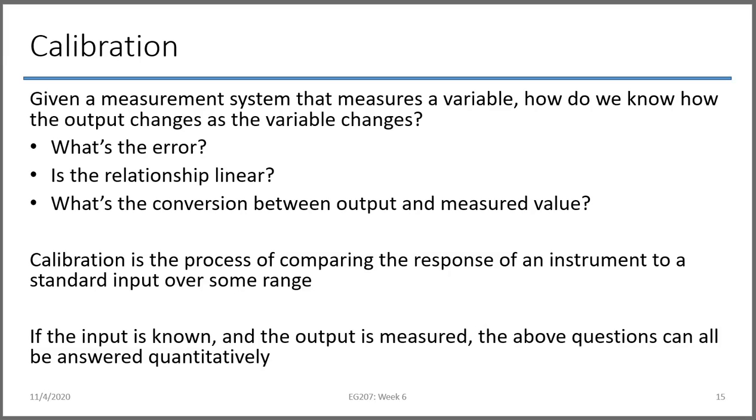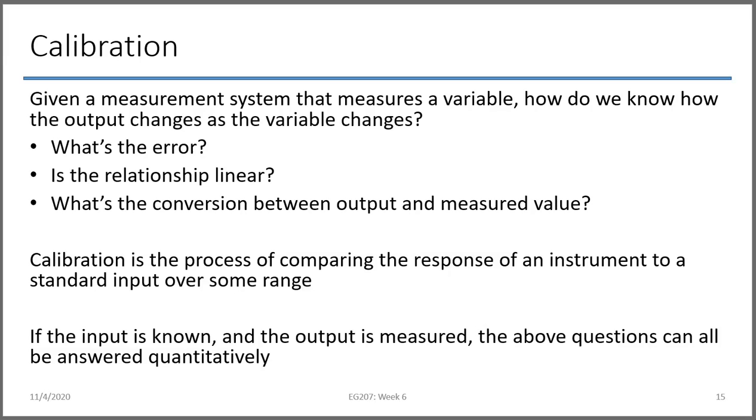So what is calibration? If we have a measurement system that measures some variable, how do we know how the output changes as that variable changes? What's the error in that process? And we often want to look at, is that relationship linear or is it not linear? What type of function are we going to use to fit our data? The reason we use functions to fit our calibration data is because generally we can take that function with us anywhere, and it's really easy to express, rather than, say, interpolate off of some table of data points that we took during our calibration. And then, how do we get that conversion function between our output and our measured value?